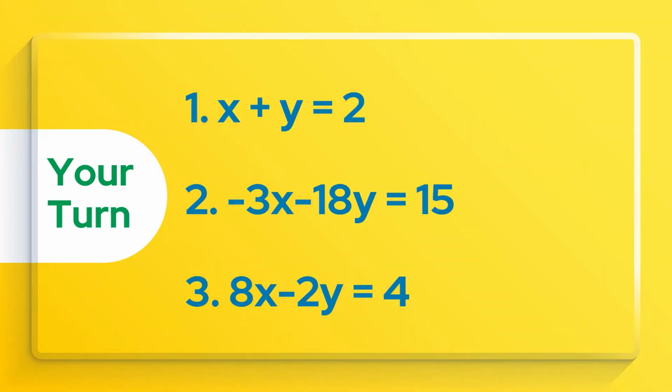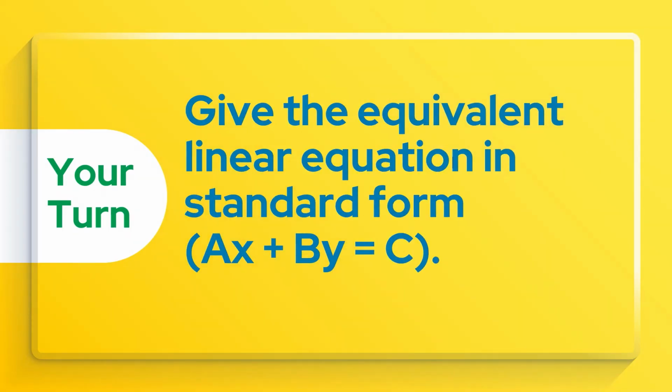Okay, now your turn. You have to transform each linear equation into the form y is equal to mx plus b. I have here 3 given examples. The first one is x plus y is equal to 2. The second is negative 3x minus 18y equals 15. And number 3 is 8x minus 2y is equal to 4. And now for your activity, you have to give the equivalent linear equation in standard form or in ax plus by is equal to c.